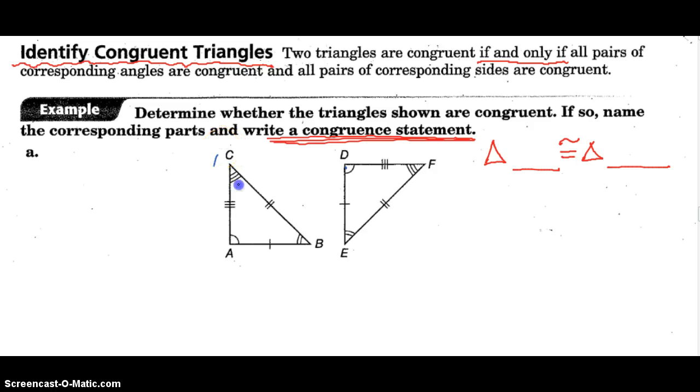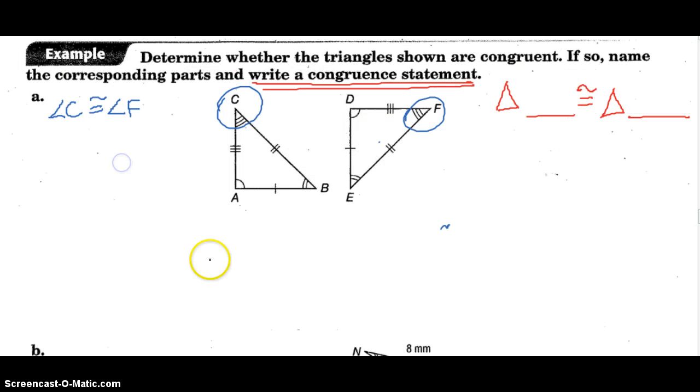So here I see angle C has 3 lines, and so does angle F. So angle C is congruent to angle F. Alright, A has 1 tick mark. You can either change colors or you can just try to pay attention to the markings of the angles. So angle A is congruent to angle D. I'm going to change colors to look at B, which has 2 tick marks or hash marks. So angle B is congruent to angle E.